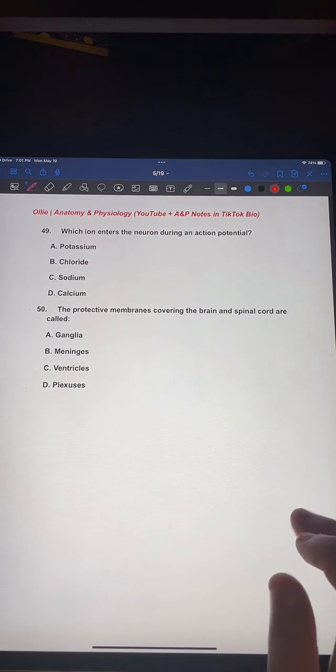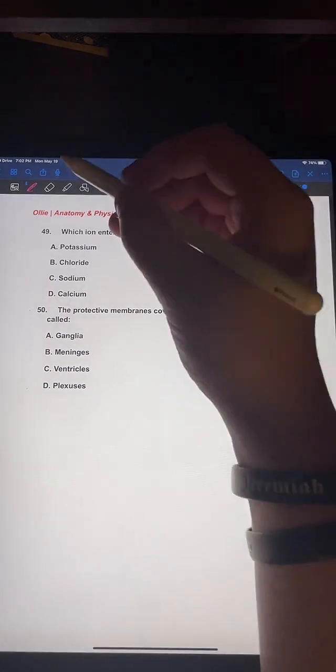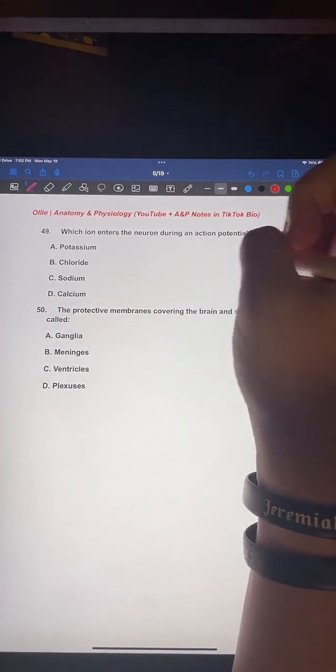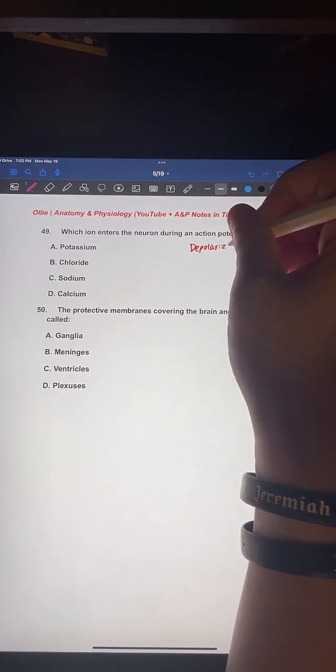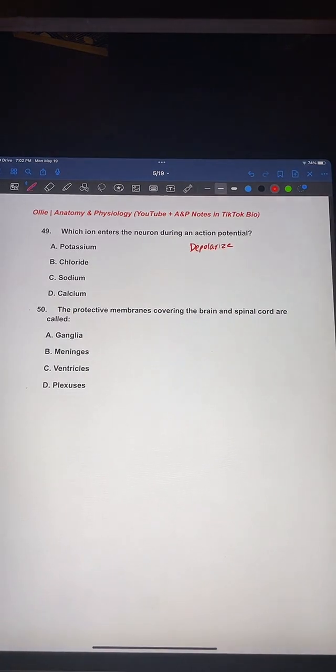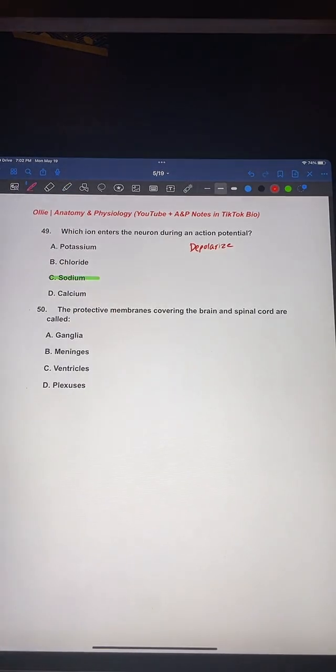Moving on to number 49, last two questions here. Which ion enters the neuron during the action potential? Let's just say it enters. So we are depolarizing. Which is going to be C, is going to be sodium. So sodium enters, depolarizing the neuron. A, potassium leaves the cell during repolarization. Chloride is an inhibitory ion. Calcium is important at the synapse, but not during the action potential.